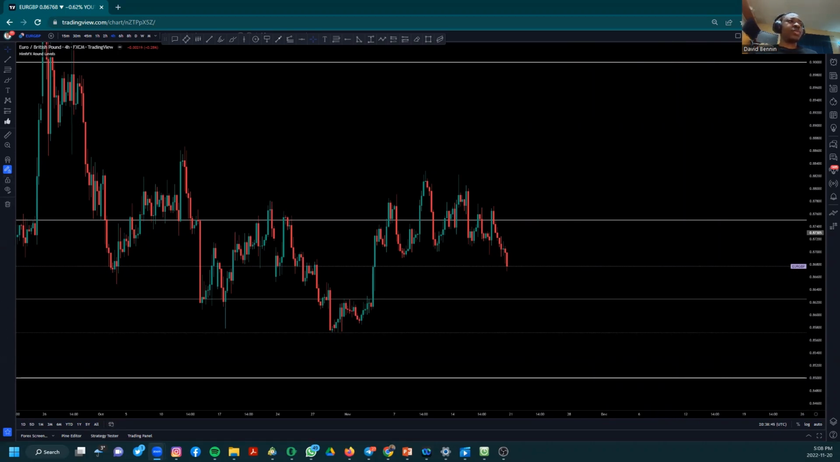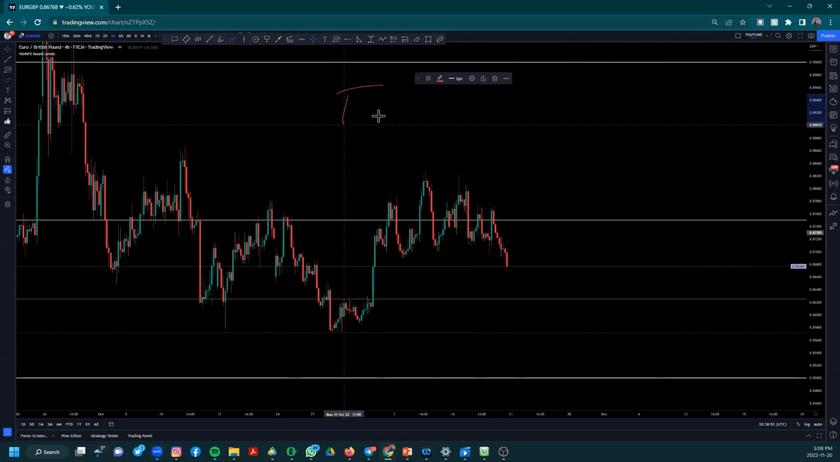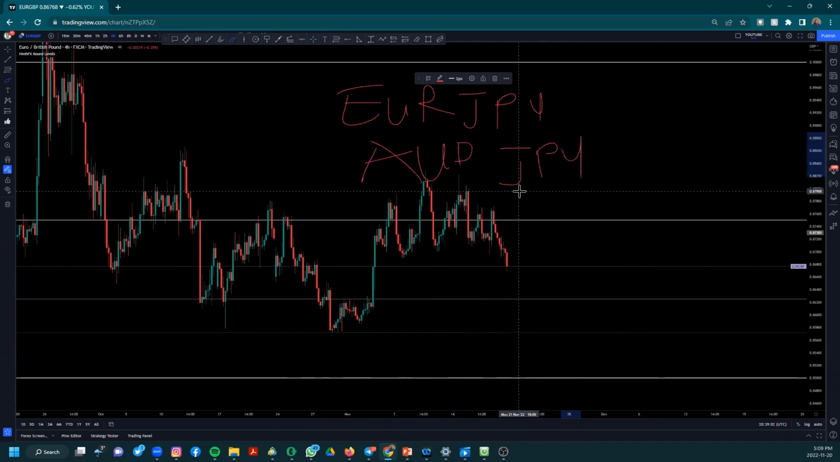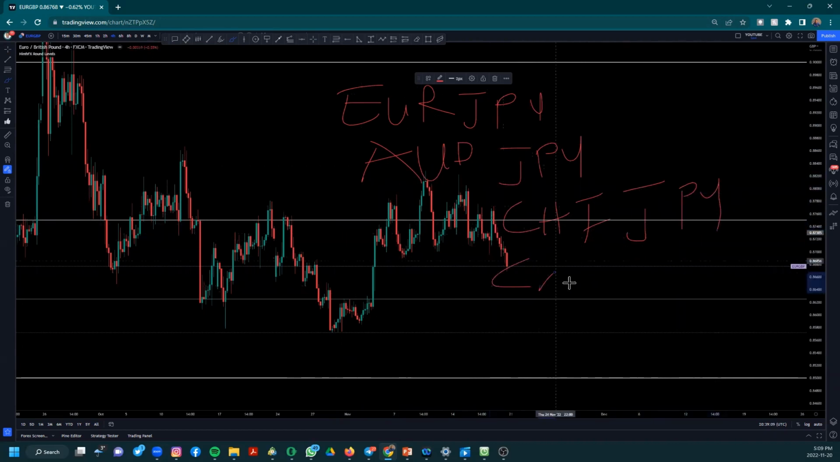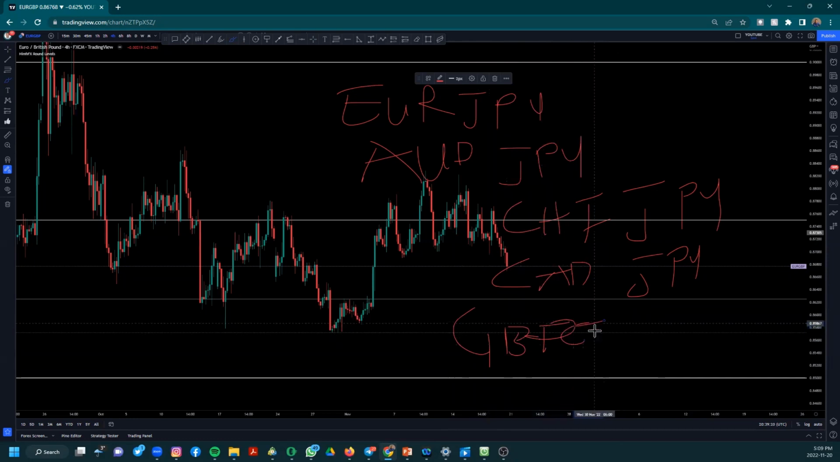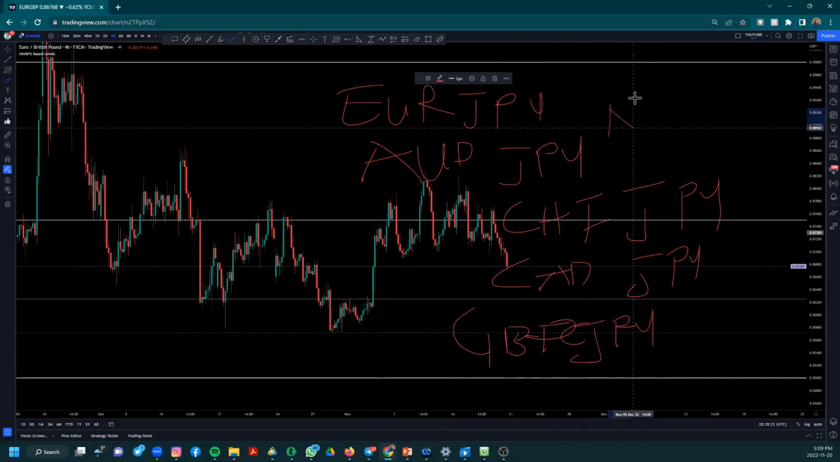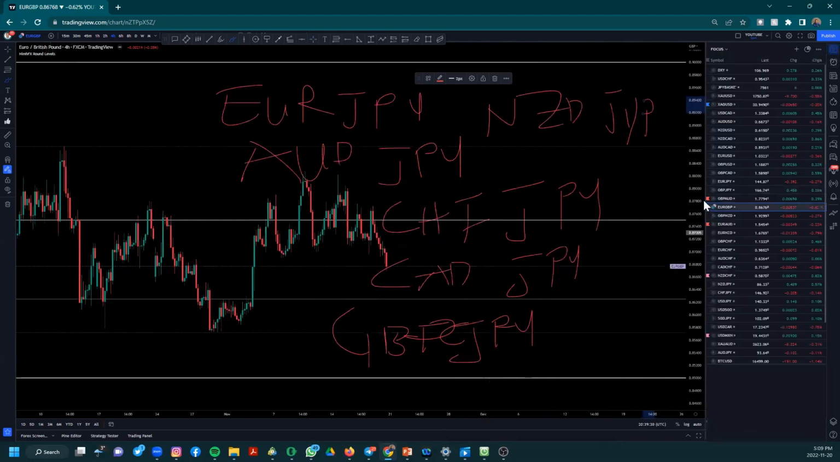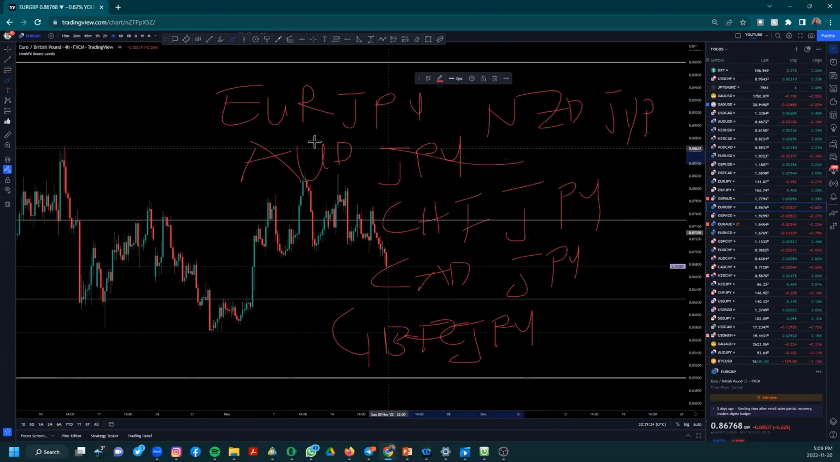So the JPY pairs we are referring to are Euro JPY. So that's the Japanese yen pairs. We have AUD JPY, CHF JPY, CAD JPY, GBP JPY, and lastly we have NZD JPY.